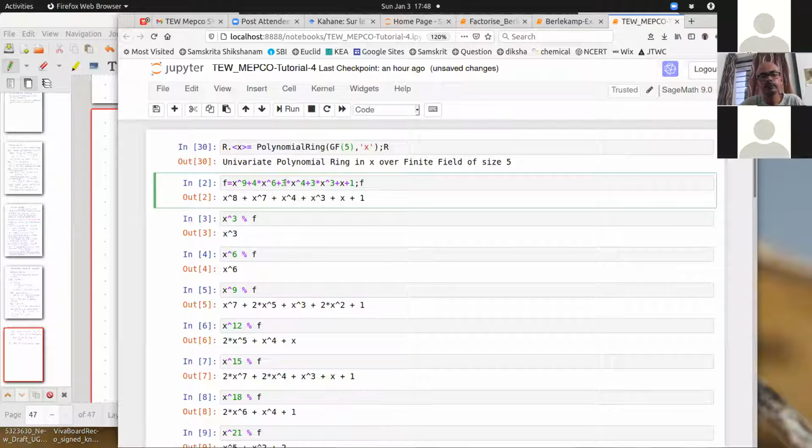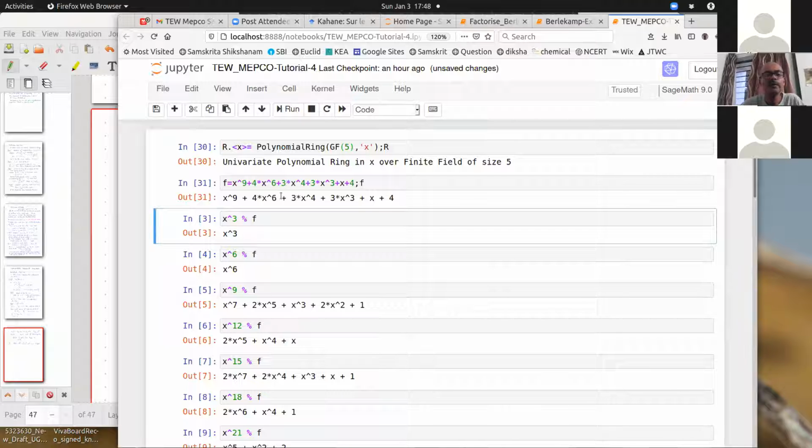If you do not give a constant term, then of course x is a factor, so we can take that out. So better to put a constant term. The constant term can be anything between 0 and 4. Okay, 4, fine. So let's see if we have entered it correctly: x to the 9, 4x to the 6, 3x to the 4, then 3x cubed plus x plus 4.